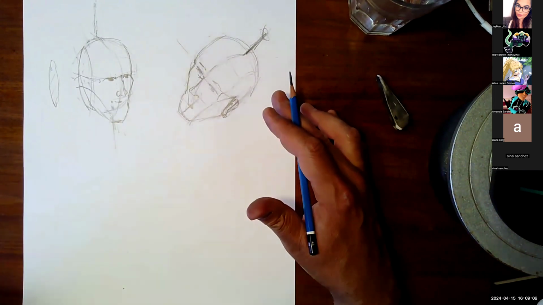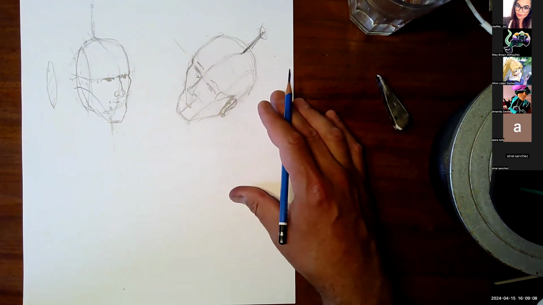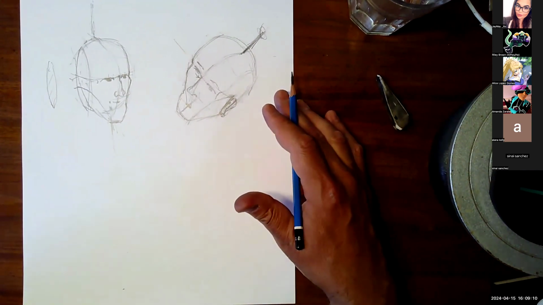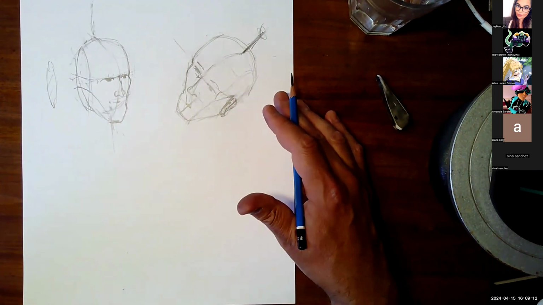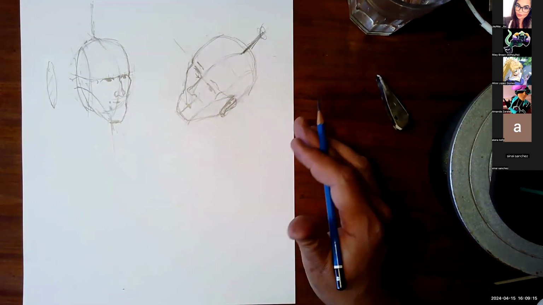And the more levels of thoroughness that I can introduce you guys to, I feel like that's going to help each of you find your own way. And that's where your own artwork will really start to shine.